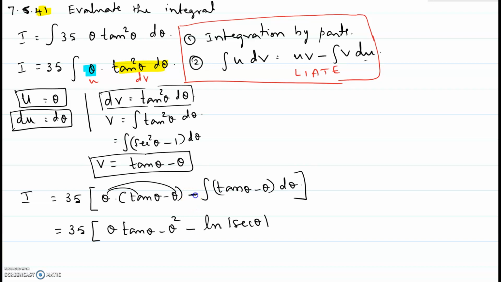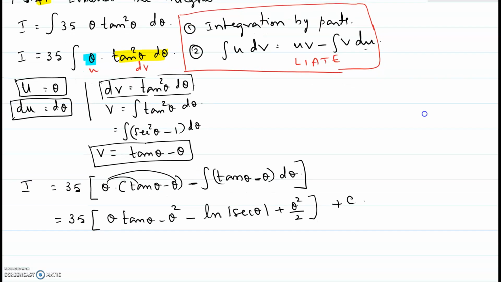Then we have a minus here and a minus. So that will be plus integral theta. So that will be theta squared over 2. Then everything plus c, because it's an indefinite integral.